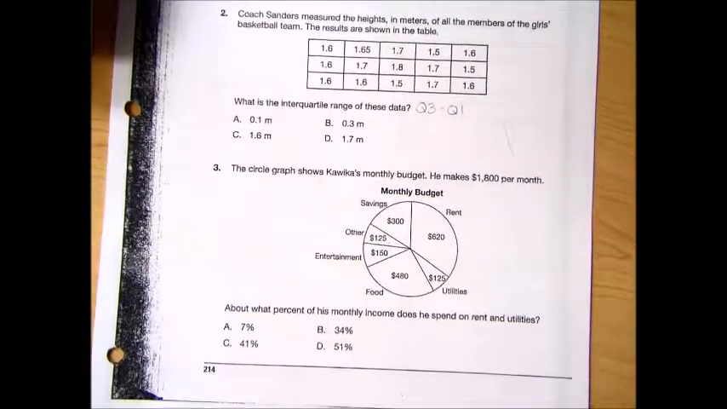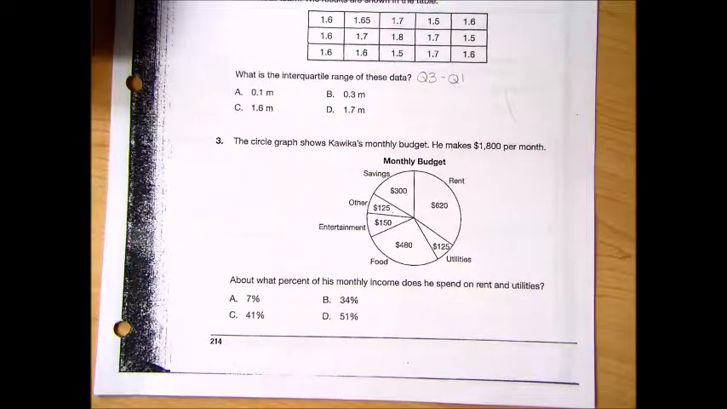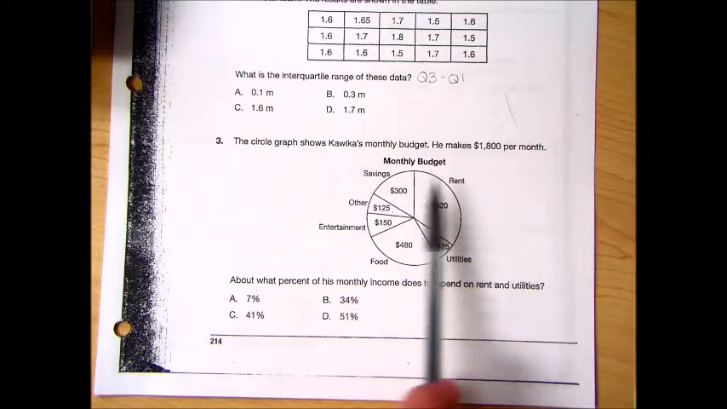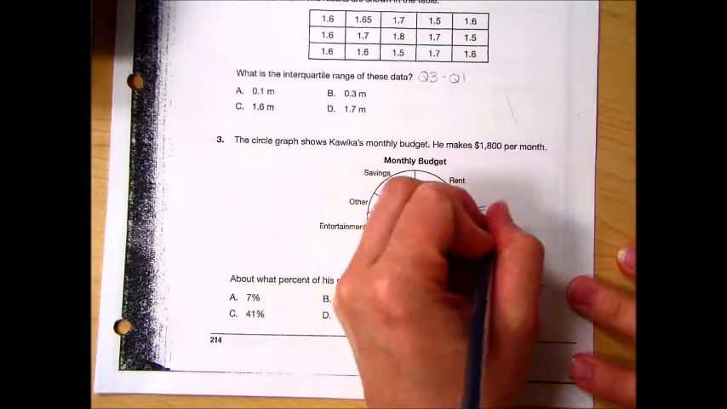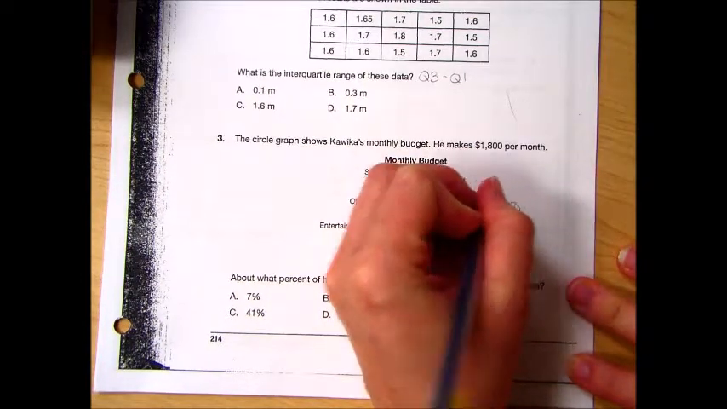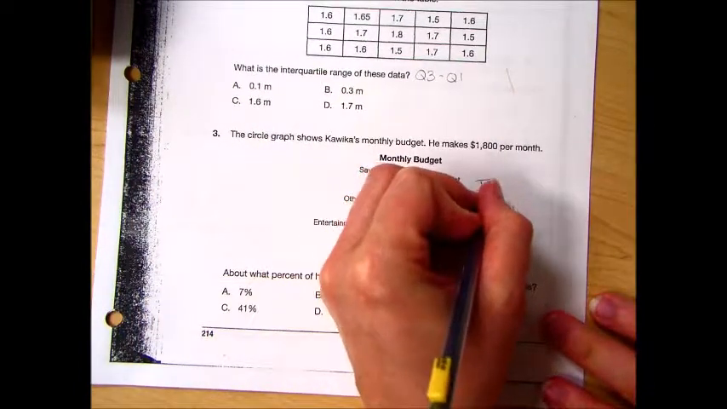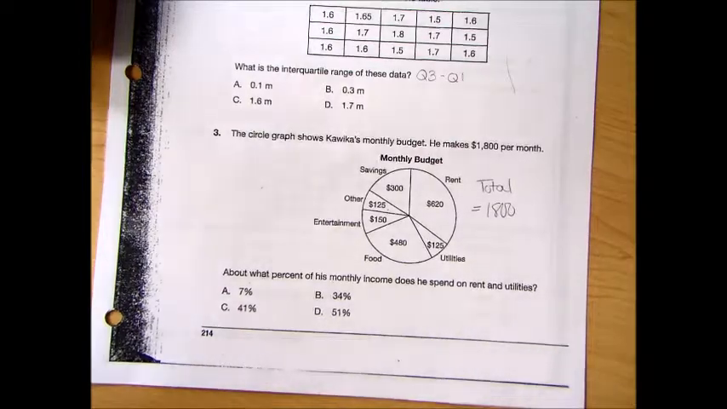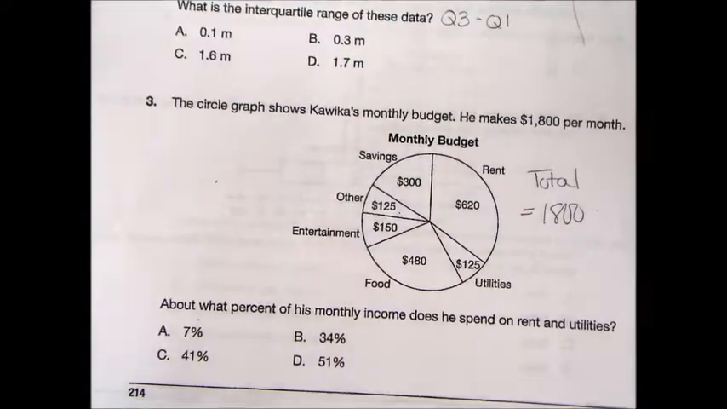Number 3, the circle graph. We also did number 3, but I do believe that I will do it again. I just think it's important. Okay. So the circle graph shows this person's monthly budget. If you did add it all up, you would see that it does in fact make a total. You always need a total of $1,800. You can double check that if you want, but it should add up to $1,800.